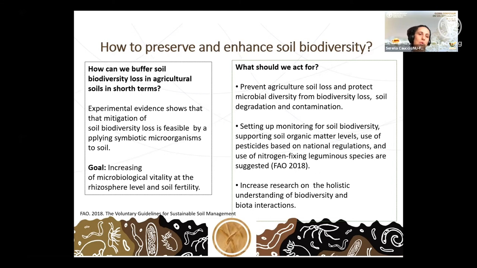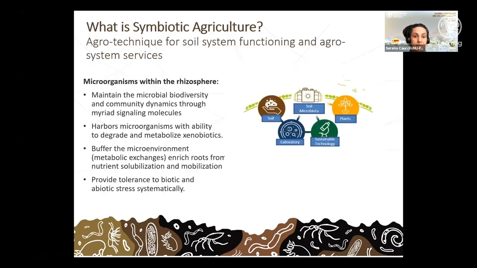So when we want to look at what we can do, this section is about biodiversity in action. How can we buffer biodiversity loss in agricultural soils? We had experimental evidence together with colleagues here in Italy with the CCS Aosta that soil loss can be mitigated by using symbiotic microorganisms applied to soil. And the goal in the long term will also be to increase microbial vitality at the rhizosphere level and also soil biodiversity.